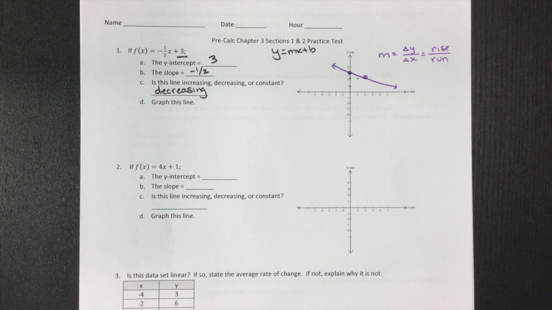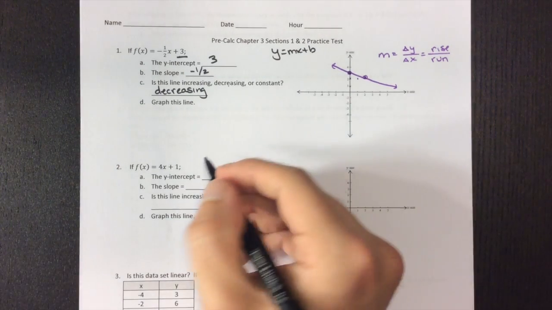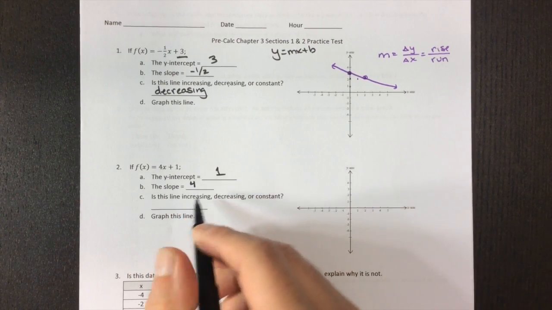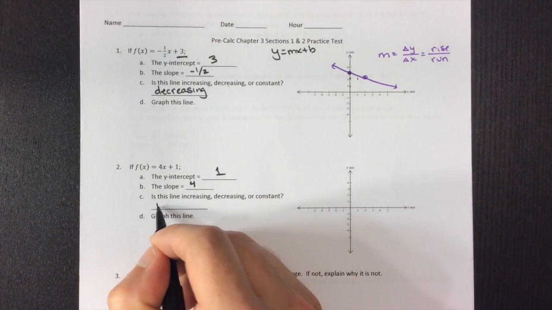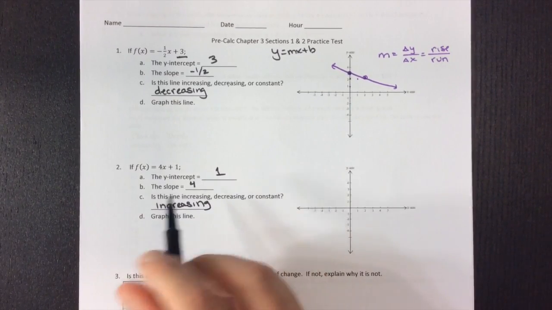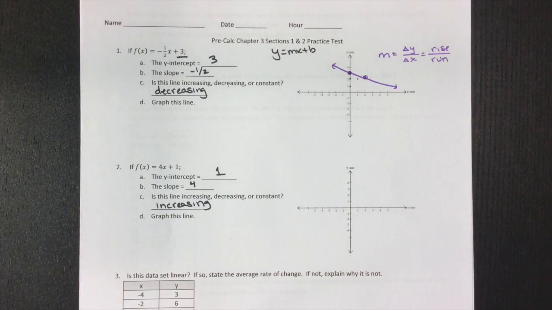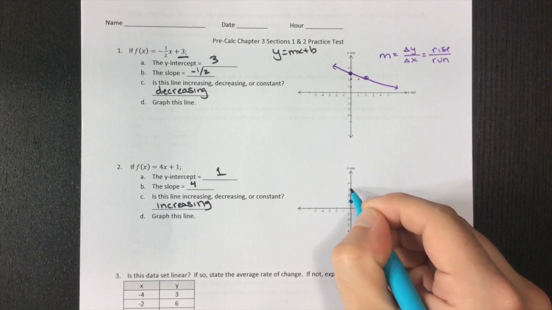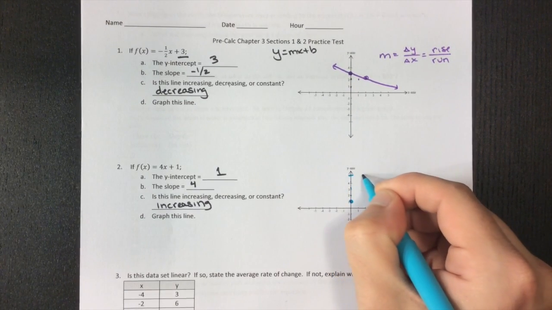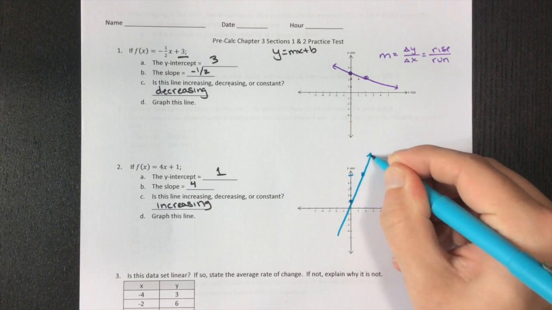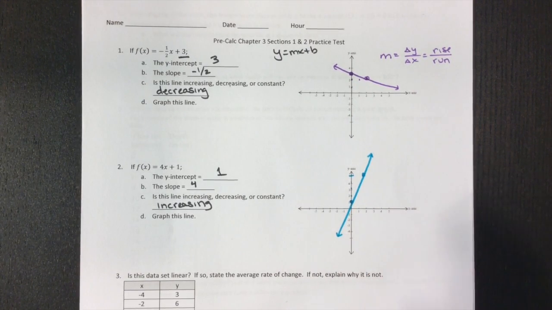Okay. 2. The y-intercept is 1. The slope is 4. That's a positive number, so it's increasing. And then we have to graph this line. So I start at my y-intercept, which is 1. Then I go up 4, 1, 2, 3, 4, over 1. So we can see, if we draw a straight line through, that this is an increasing line.